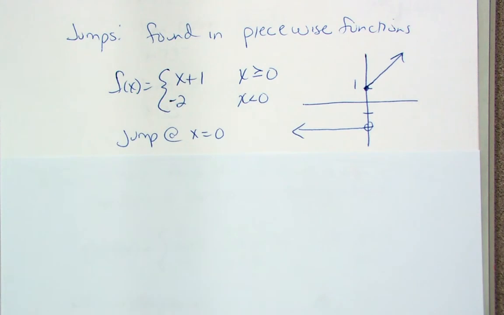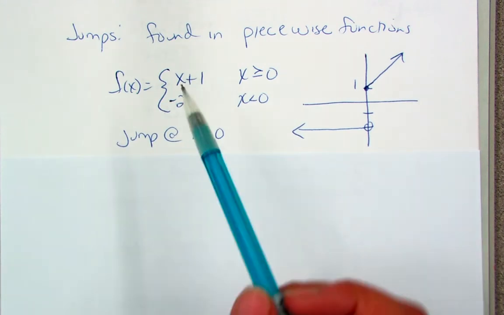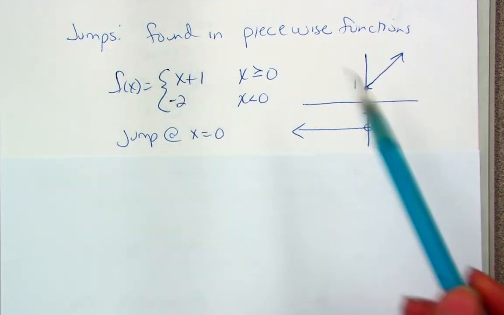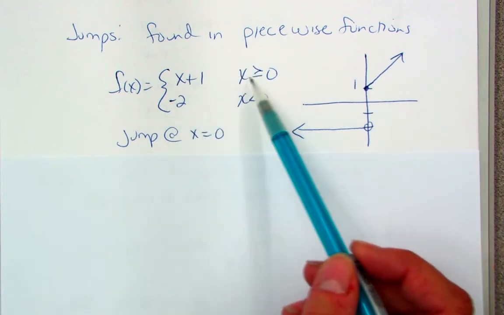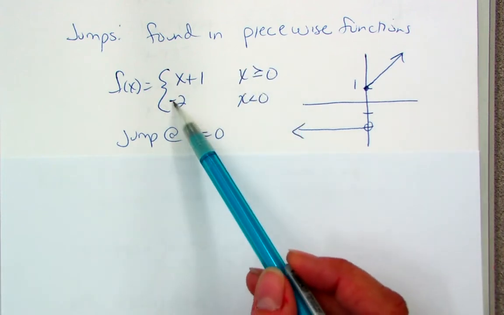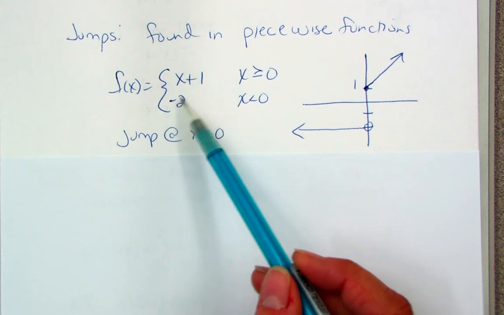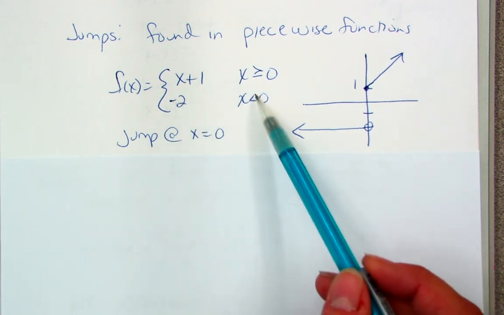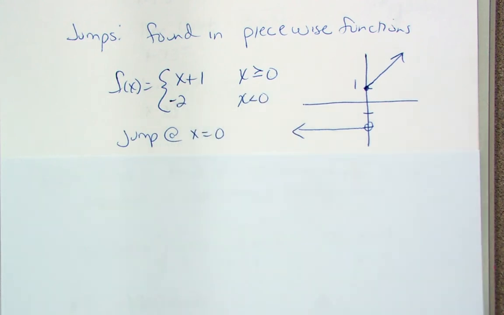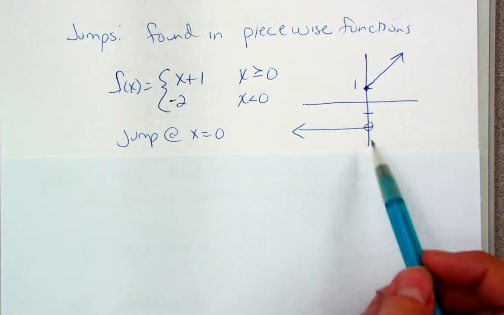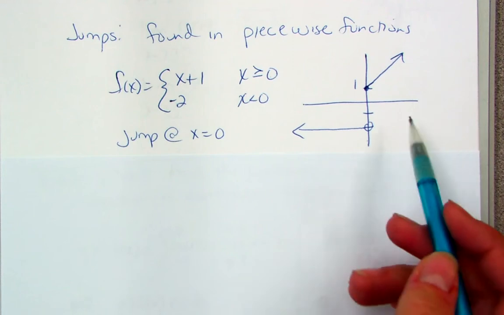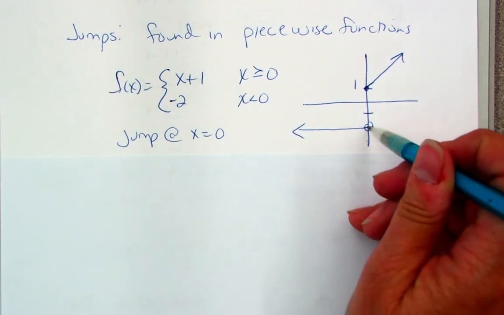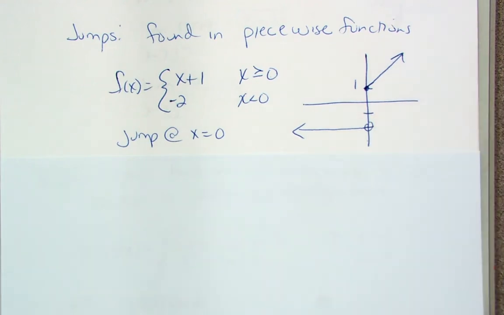Jumps are found in piecewise functions. That's where you're going to find the jump. For example, the function x plus 1 when x is greater than or equal to 0, and the other piece of the function is the horizontal line negative 2 when x is less than 0. So your jump at x equals 0 is your discontinuity, and it is not removable. Why? Because I cannot just put in a point and have it all connected and smooth.